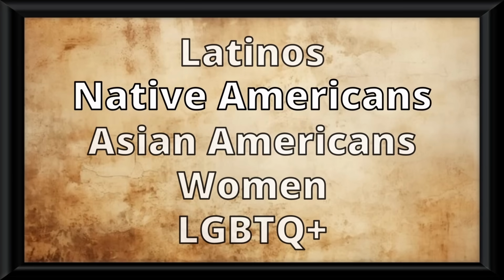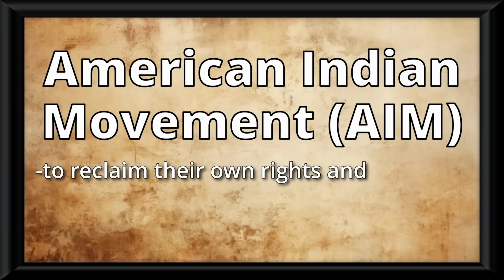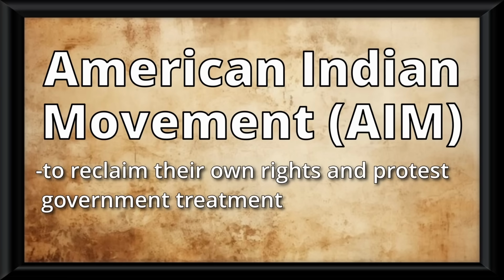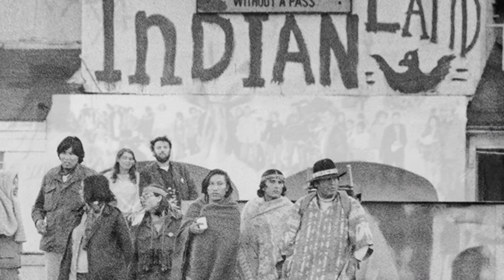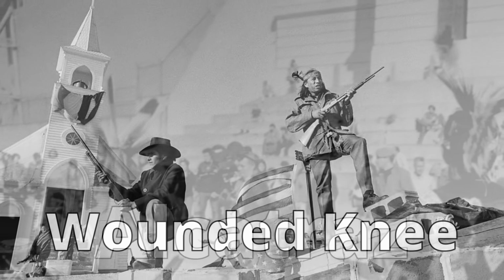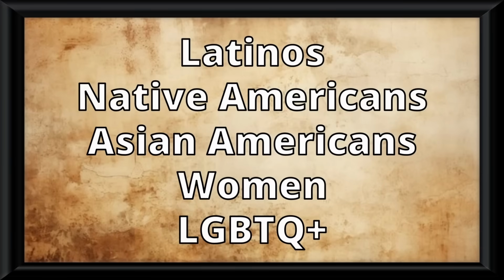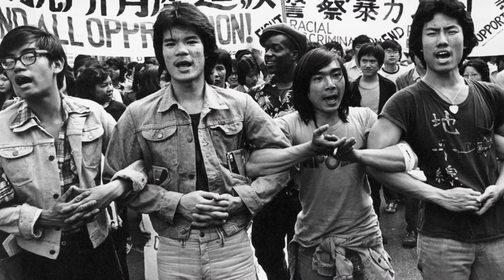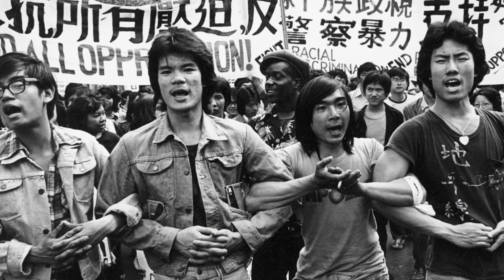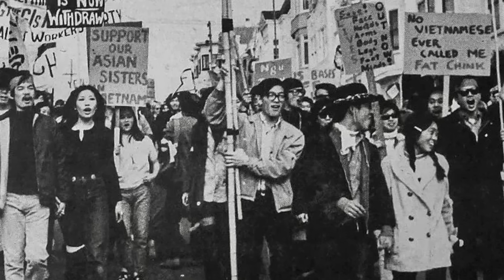Moving on though, American Indians formed their own movement as well. The goal here was to reclaim their own rights and protest government treatment. The two big things that happened here were that Native American groups would forcibly occupy the prison Alcatraz and the town of Wounded Knee in an effort to protest the federal government. But now let's move over to Asian Americans. This one was more focused on giving Asians their own identity in America, and lots of what you see here are college protests against anti-Asian racism.